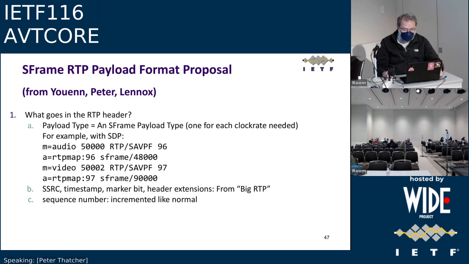The payload type for the header is an S-frame payload type, with one of these for each clock rate you need. So for example, in this SDP, there might be an audio S-frame payload type with 48 kilohertz and a video S-frame payload type with 90 kilohertz. That is so that on the wire, you know it's S-frame. The other headers, such as SSRC, timestamp, marker bit, header extensions, those all just come from the big RTP packet or from the codec-specific packetization. And then the sequence number is just incremented like normal.